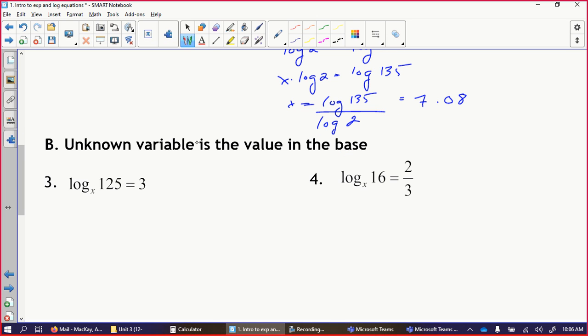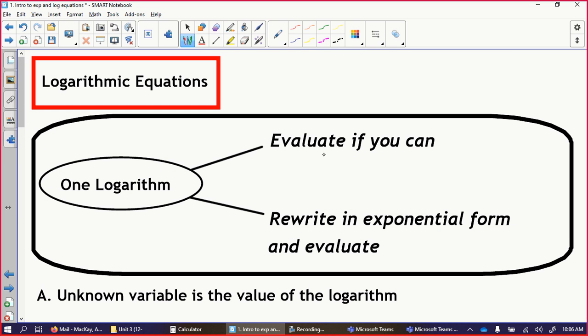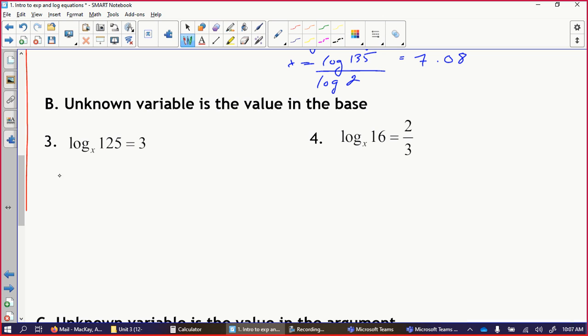If the variable is the base, which takes us to, if you can't evaluate it in your head or with base 10 conversion, rewrite it as an exponential. Those are the two strategies. So our base is x. Our exponent is 3, equals 125. Some people are going to be able to look at that and say, I know what x is, but this is x cubed. So take the cube root. The cube root of 125 is 5.